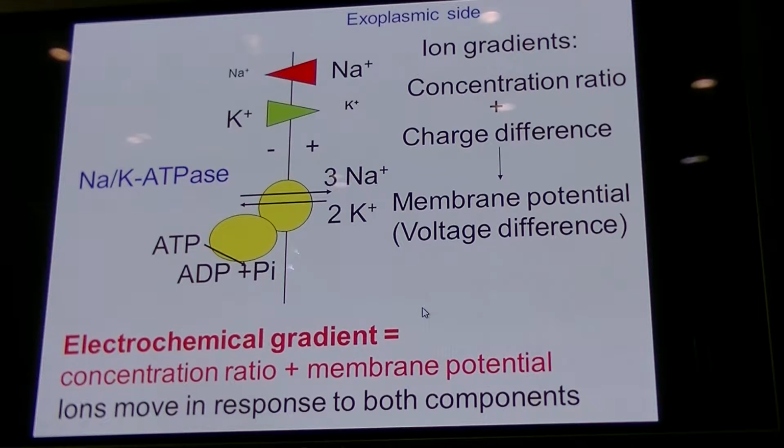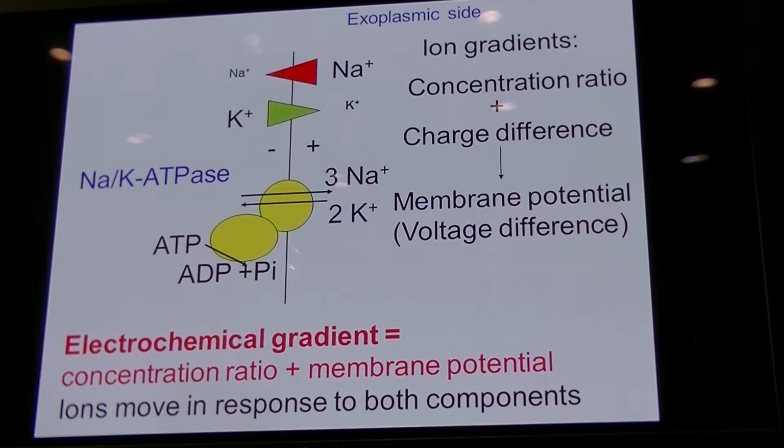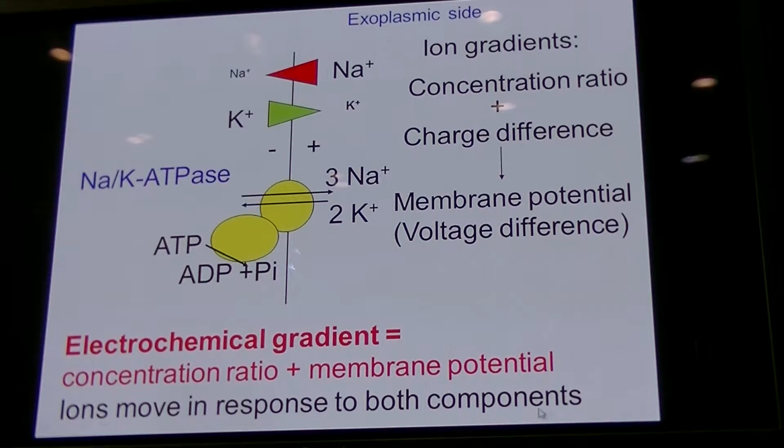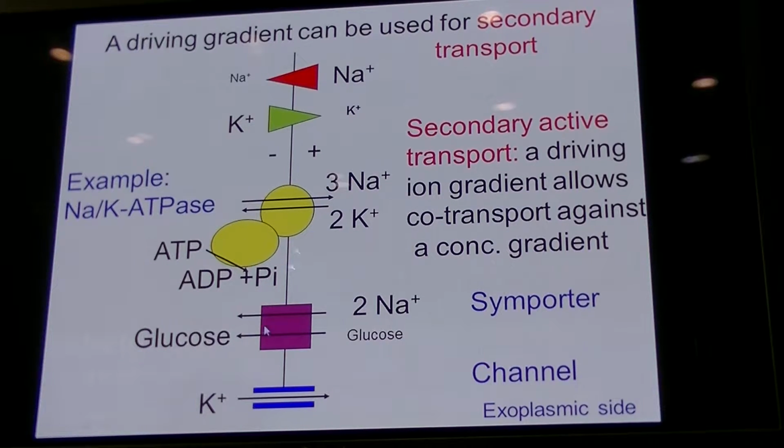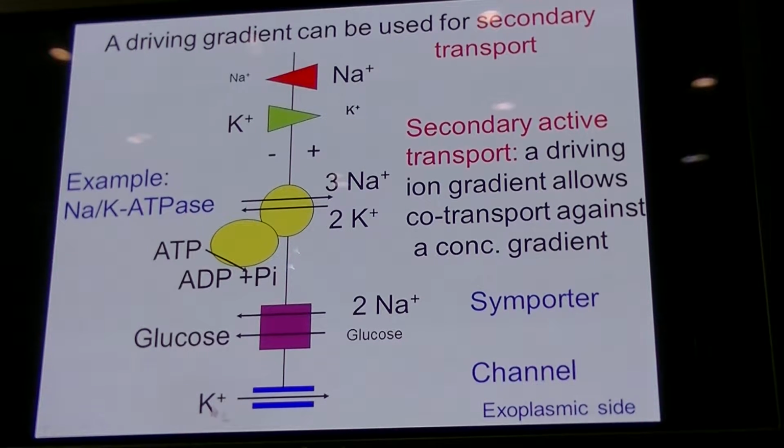And in order to think about that energy, we talk about the electrochemical gradient. And this is the concentration ratios and the membrane potential combined. So ions move in response to both. So if you would have a pathway, like that channel, if I go just one slide back here, and just look back at this potassium channel.